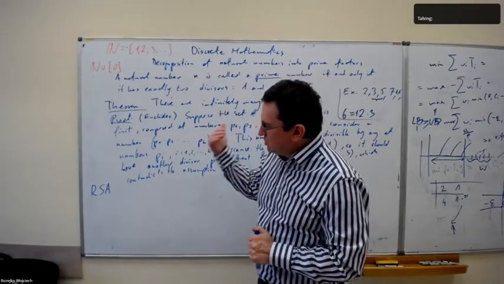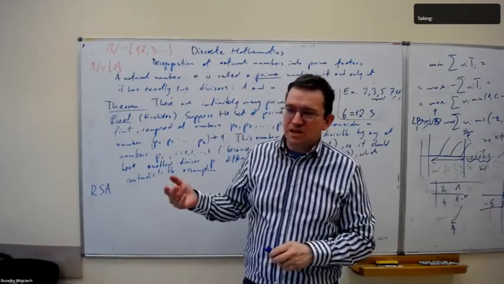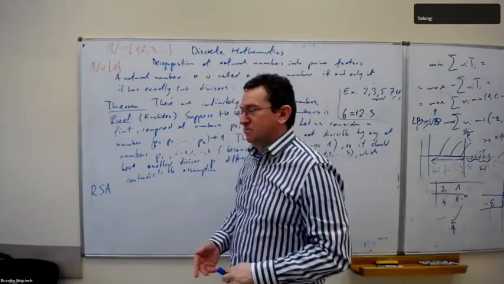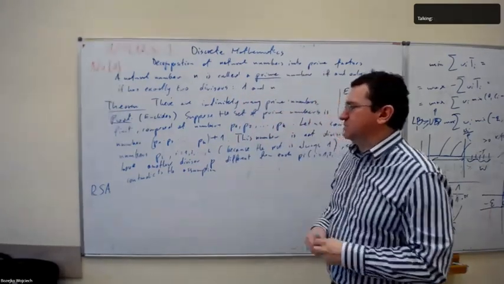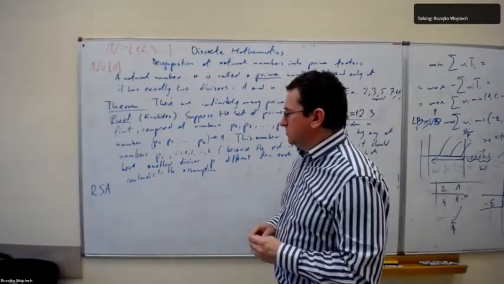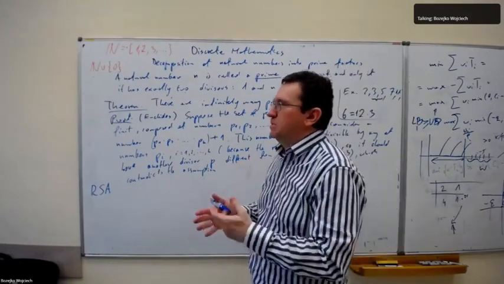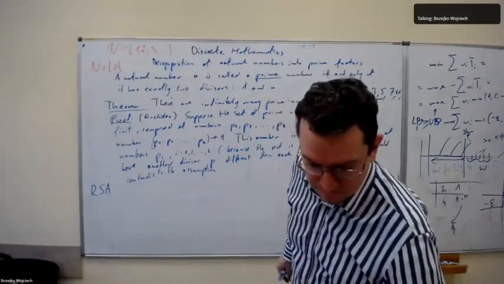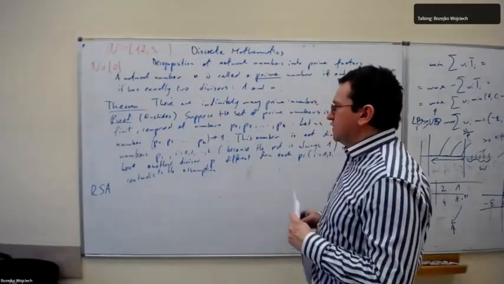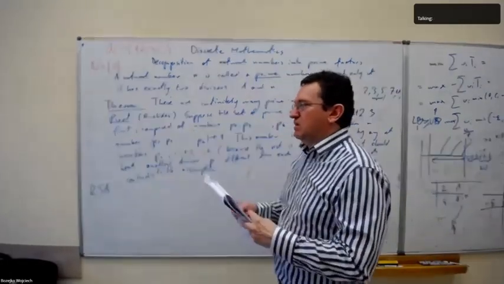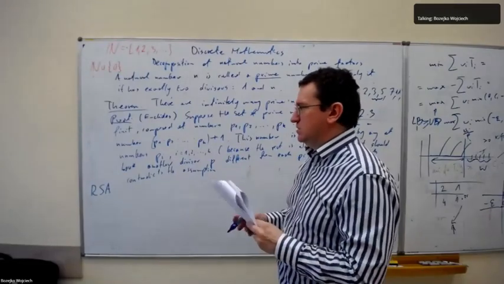So if we have such a number, we can use it, and the enemy does not have this knowledge. So it is possible to make a complete, clear, secure communication. So big prime numbers are very important in cybersecurity.